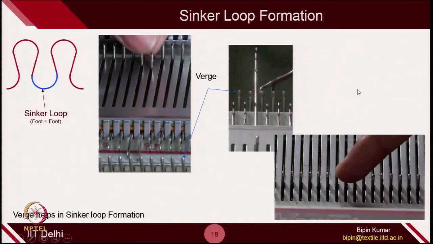So, this verge is an important segment, although the name does not come directly from the verge. It is called sinker loop because on different machines there is another element, called the sinker, which is responsible for making this sinker loop.